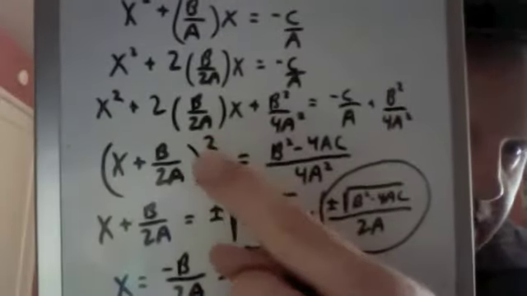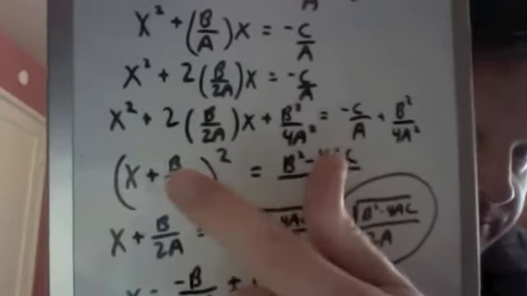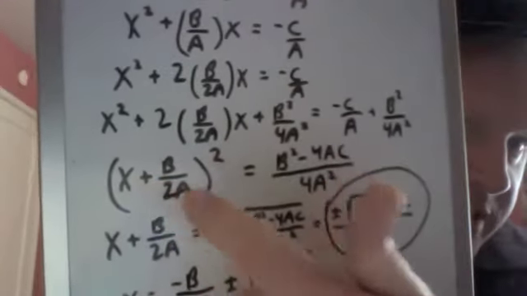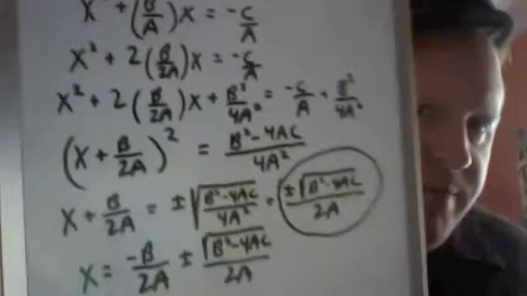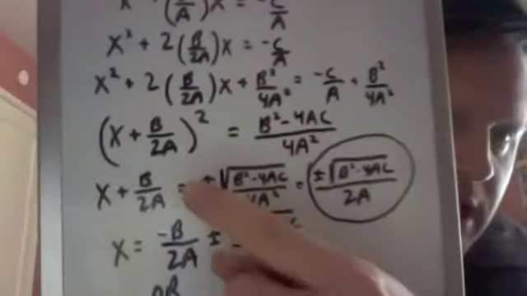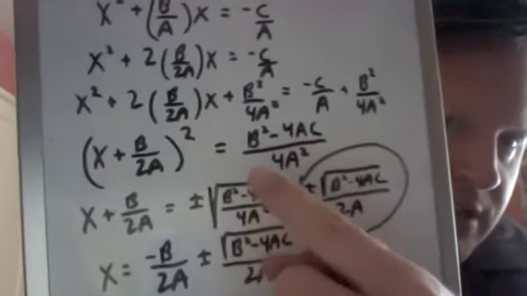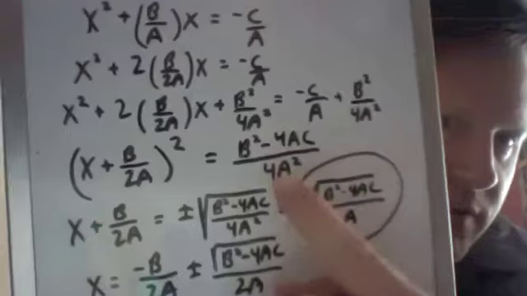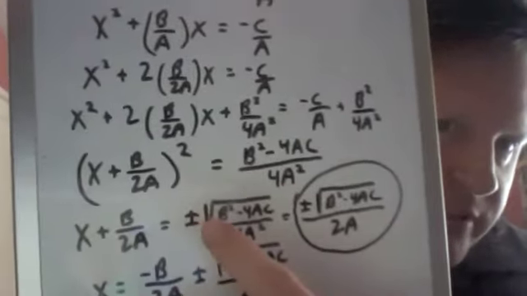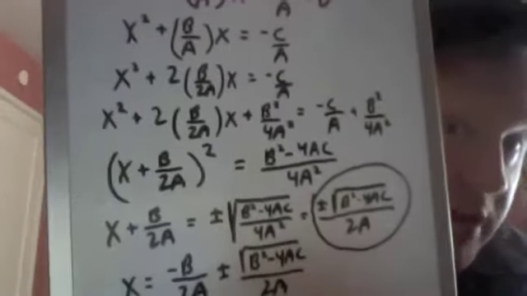But anyways, what on earth did I do here? I took both sides of the equation to the 1/2 power. Well, x plus b over 2a squared to the 1/2 power is what? Well, that's just x plus b over 2a, right? Just cancel out the 2. And then what's b squared minus 4ac over 4a squared to the 1/2 power? Well, that's plus or minus the square root. You have to have both plus and minus as possibilities.